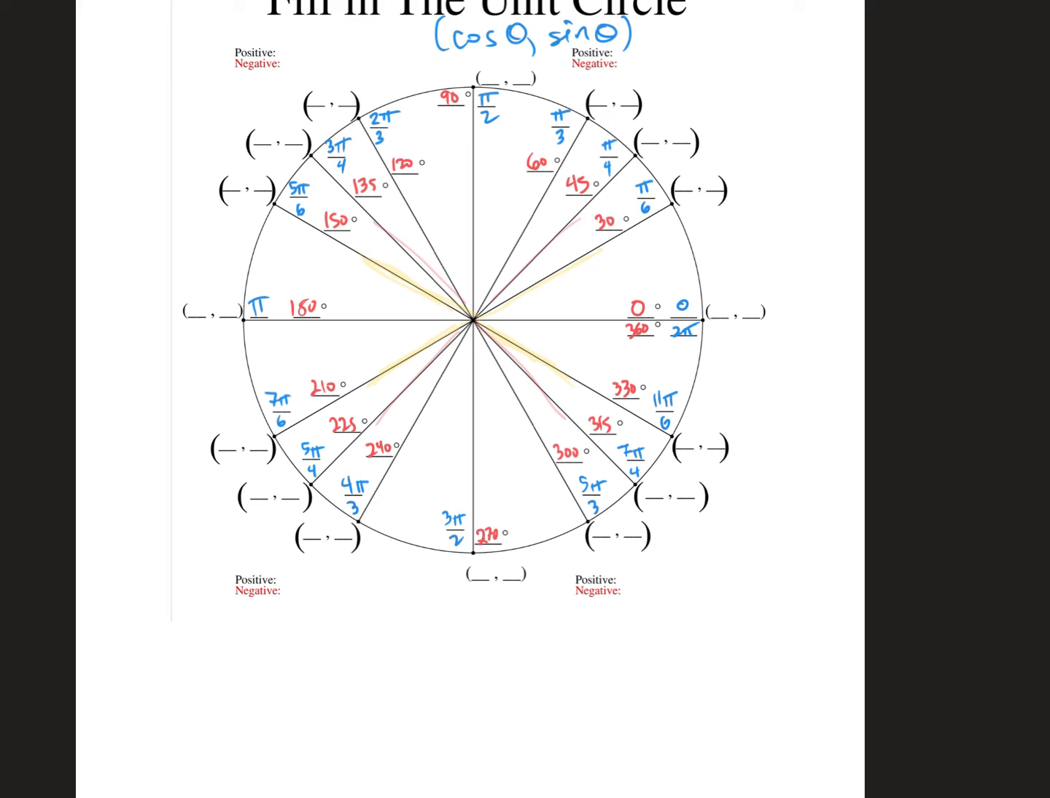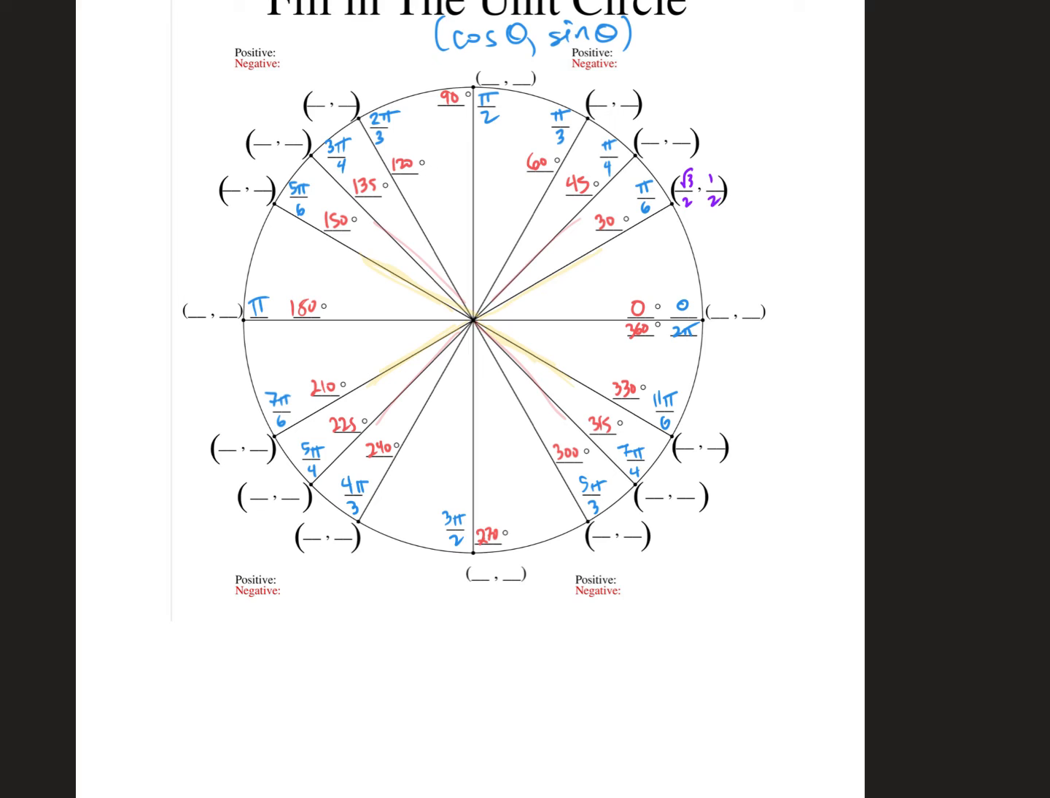Now, for the points around the outside, in order to understand that, we're going to look at a couple of special right triangles. So remember, the x value of the point was cosine and the y value was sine. So my x value then, at the point where the angle is 30, would be root 3 over 2, and my y value would be 1/2.